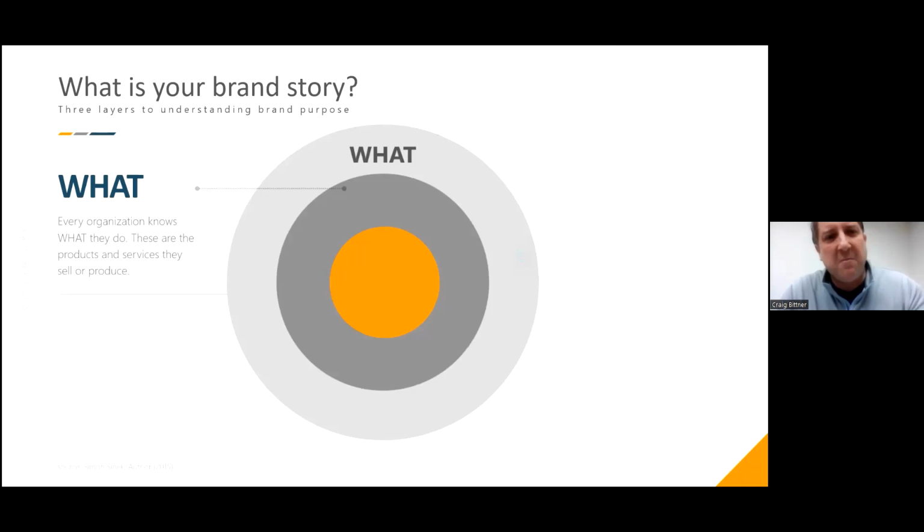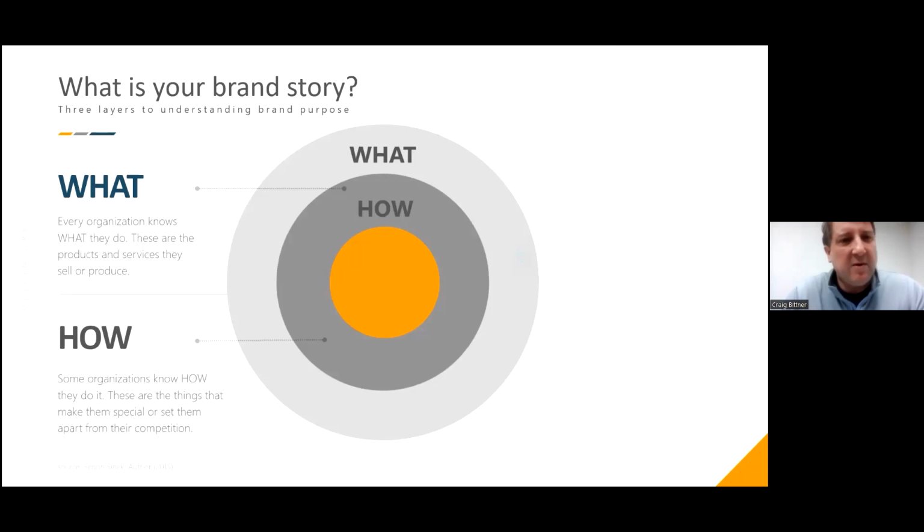So a lot of people, when they market, focus on either the what or the how. And the what is, every organization knows what they do. These are the products and services that you sell or produce. It's basically the root of what you do as an organization. That's your what. How is something that I think a few less organizations know, but they still know it pretty well, which is how you do your what. And these are things that make you special, that set you apart from your competition, that you do things a little bit differently than everybody else does it.